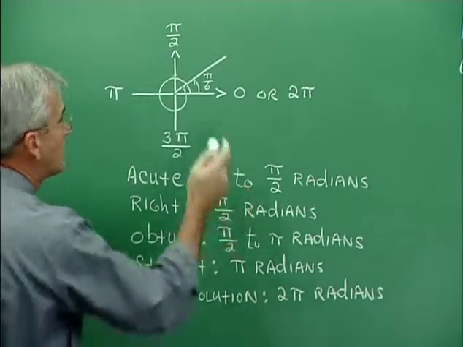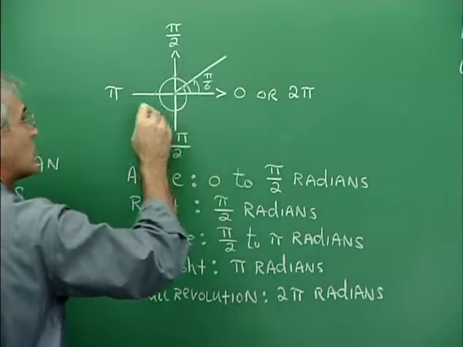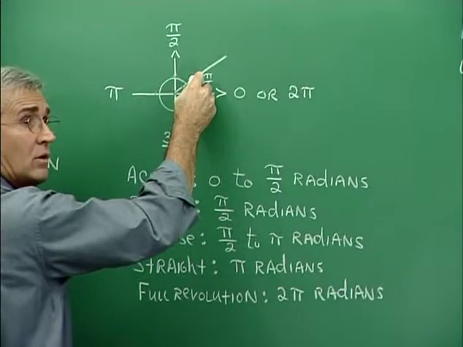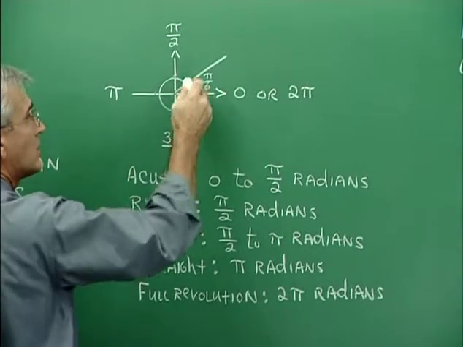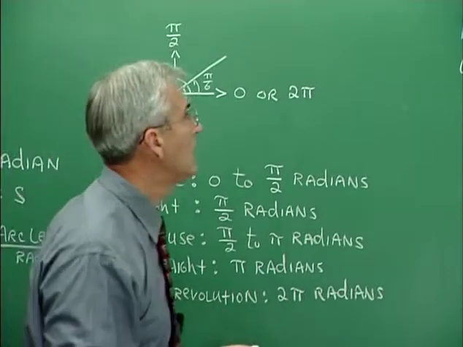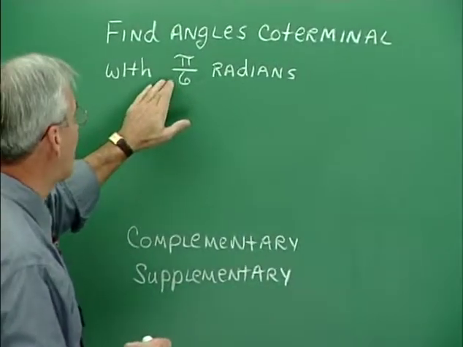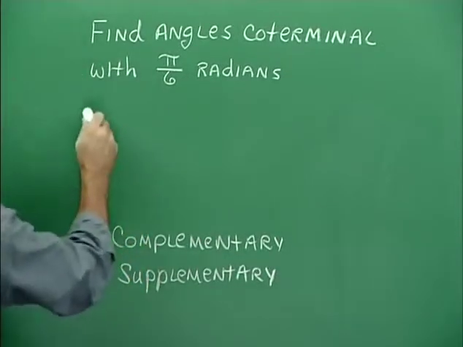And in the other direction, I could say, well, from here, I could go back the other way. I could subtract 2 pi, you see, going back the other way, and get a coterminal angle as well. Let's make the calculation algebraically. So to find angles that are coterminal with an angle of pi over 6 radians, I would do this.